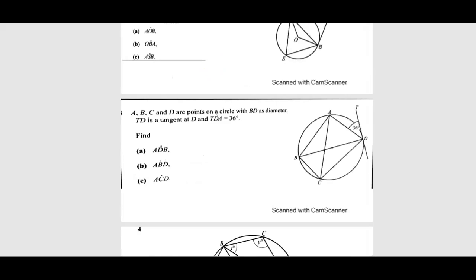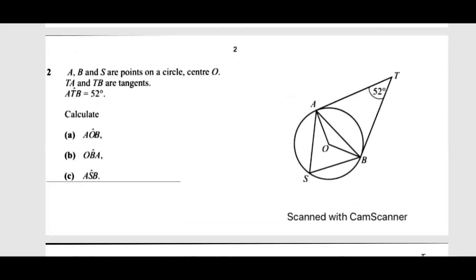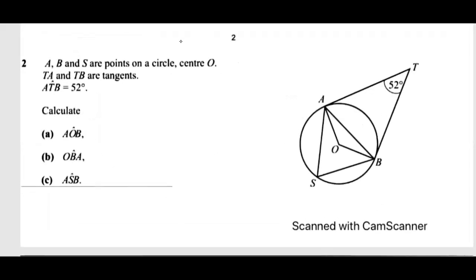Okay, here's the question. This is the second question. What exactly is it? A, B, and S are points on a circle. Yes, that is obvious. Center is O. TA and AB are tangents. Now, this is an extremely important piece of information because we can think about that kite theorem which we discussed yesterday. ATB is 52 degrees, okay, and we need to find the angle AOB.